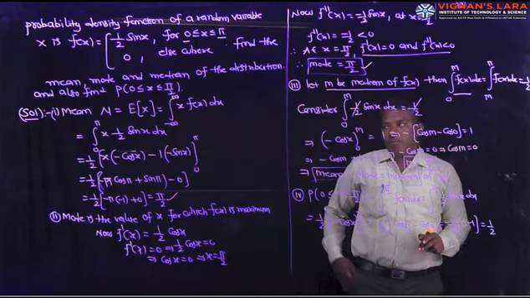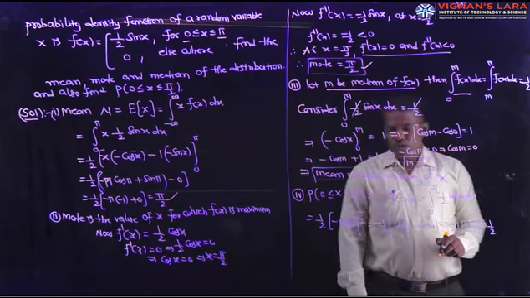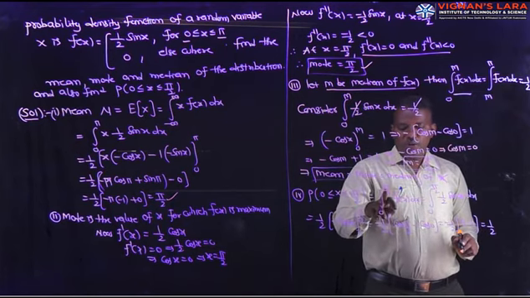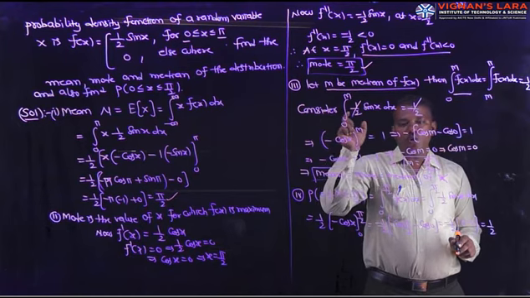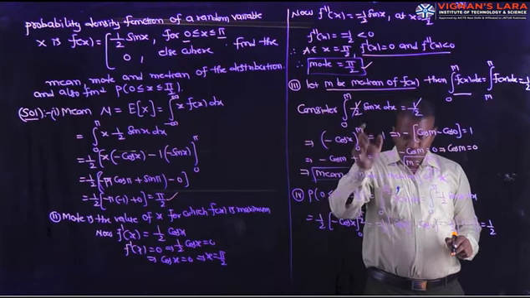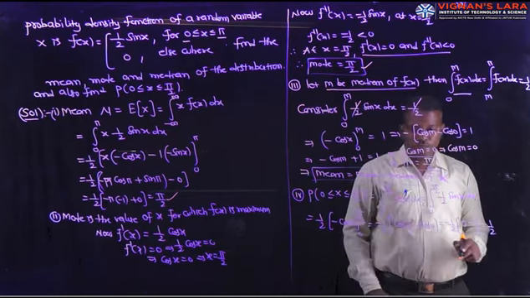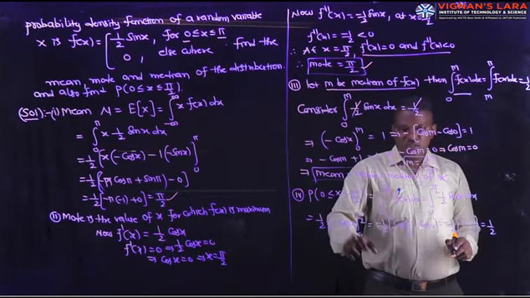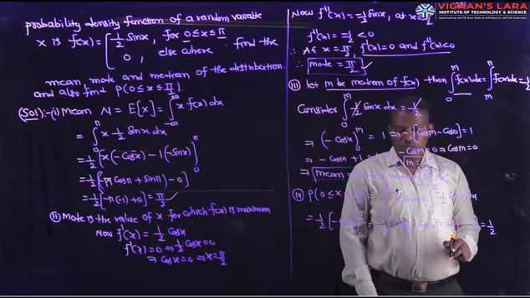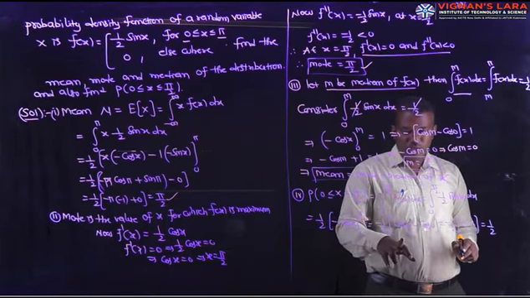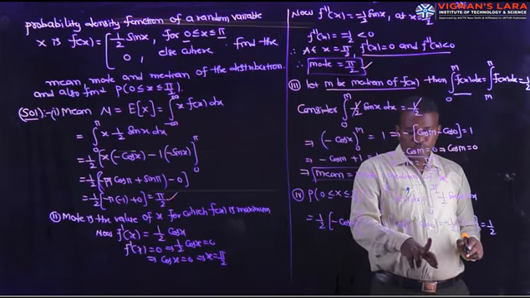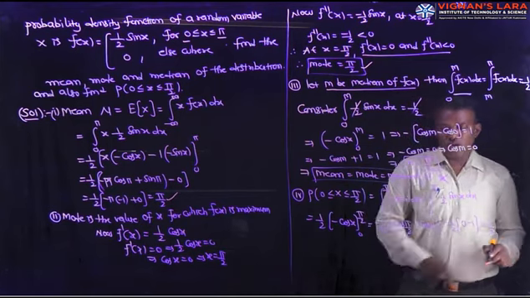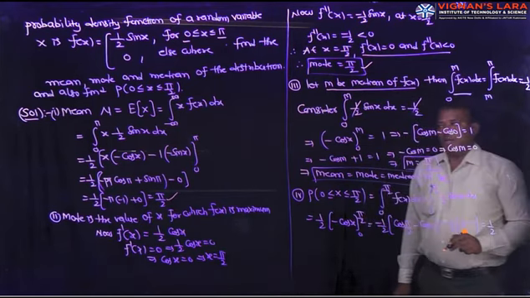Next, the probability between 0 to pi by 2. That is the integral 0 to pi by 2 of f of x dx. Here 0 to pi by 2 is a subinterval of 0 to pi. So in that case also f of x is 1 by 2 sin x. That is 1 by 2 into the integral of sin x, minus cos x, between 0 to pi by 2. That is minus 1 by 2 into cos pi by 2 minus cos 0. That is minus 1 by 2 into 0 minus 1. That is equal to 1 by 2. That is the probability between 0 and pi by 2.